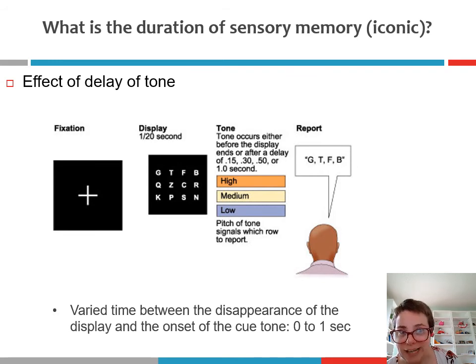So in the 0 second case, you would see the fixation cross, you would see the array, and then, while the array was still on the screen, you would hear the tone telling you whether high, medium, low, this is the row that you should report. Whereas if there was a 1 second delay, you would see the fixation cross, the display would register for 1/20th of a second, and then you would wait a second, and then you would hear the tone telling you which row to report.